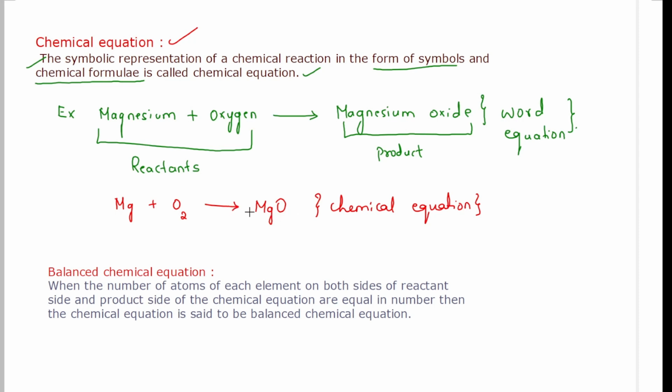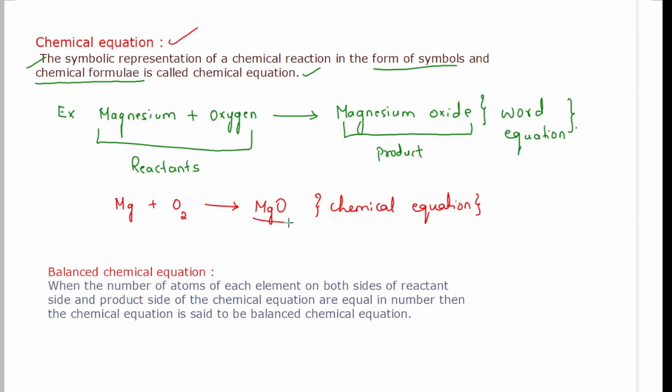This arrow mark will indicate that the direction of chemical reaction is forward. The magnesium burns in the presence of oxygen to form magnesium oxide. This is the forward reaction. And here you should be able to write the chemical formula of different compounds which you have learned in class 9. I will give some examples for writing chemical equation.